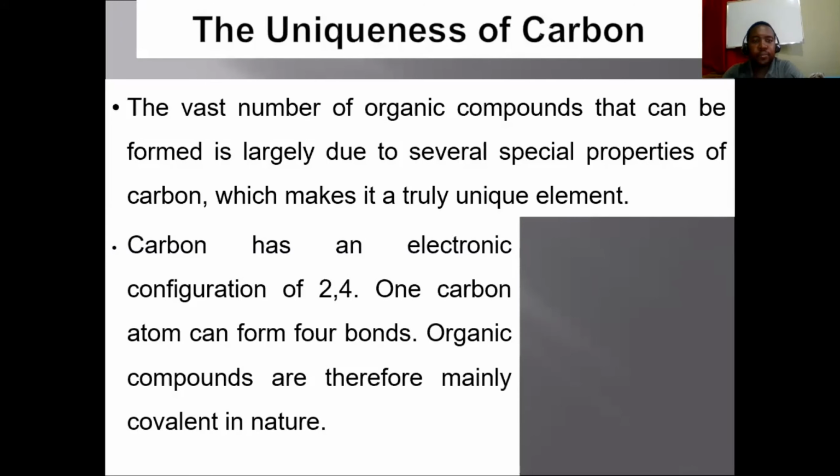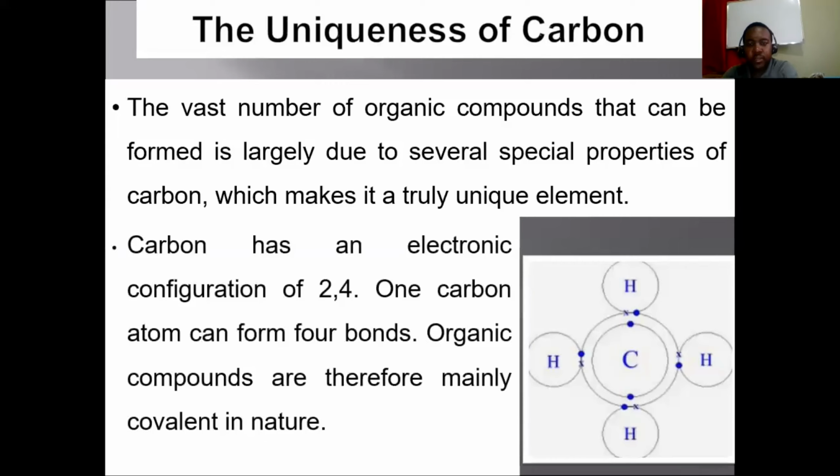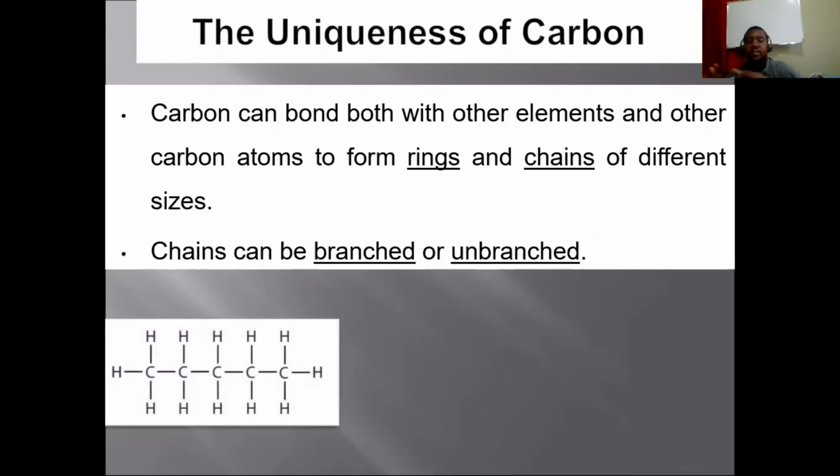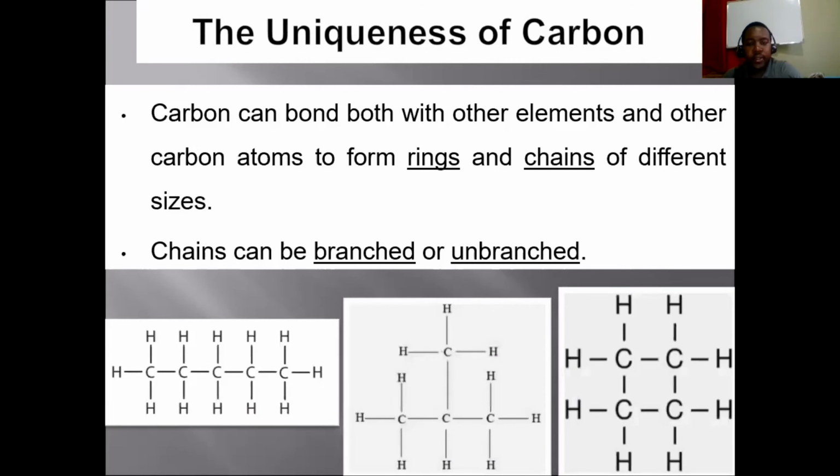All right, so these are just talking about the electronic configuration of carbon, which is 2,4. So that means it can bond with 4 hydrogens. These bonds can be either in the form of rings or chains of different sizes. It can be branched or unbranched in terms of the chains. We only look at the chain ones at this level. So these are examples where carbon can bond with carbon and then is filled out with additional hydrogens.